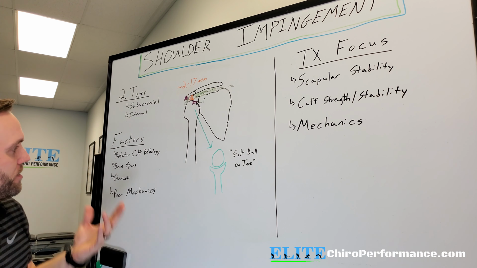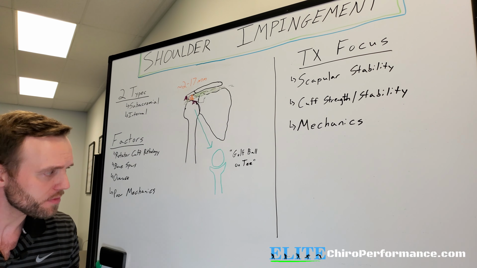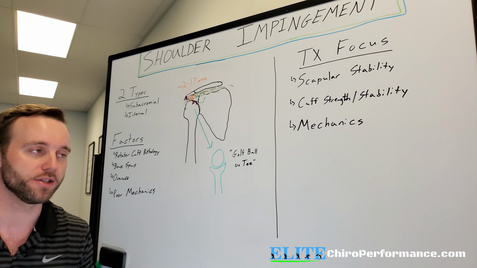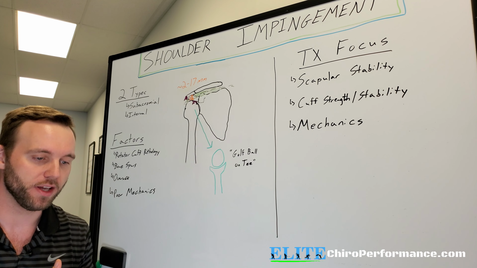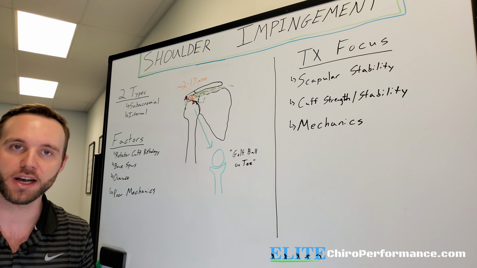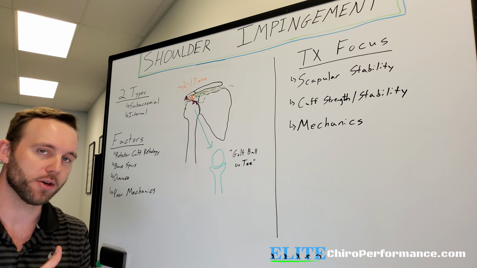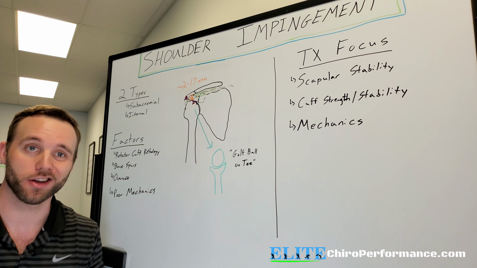So what are the things that are going to contribute to this? Well, the obvious, most common thing is some type of rotator cuff pathology. This could be more of an irritation, like a tendonitis, bursitis type of thing, or a strain, or more involved things like a partial or full thickness rotator cuff tear, okay?